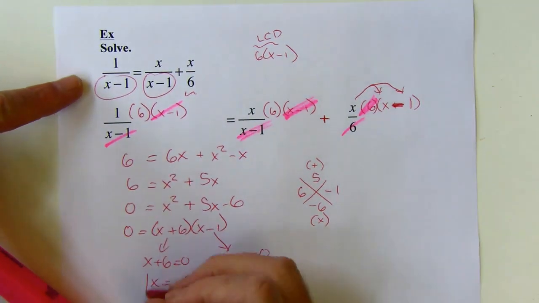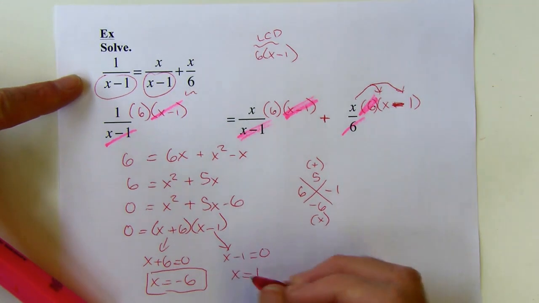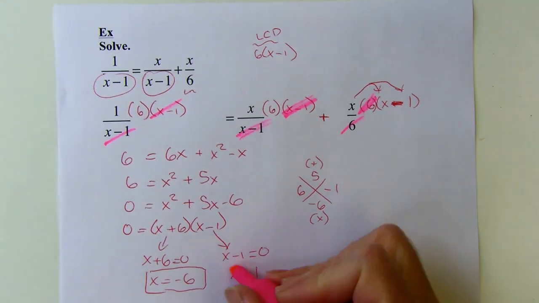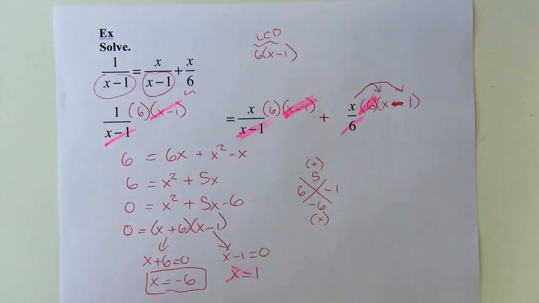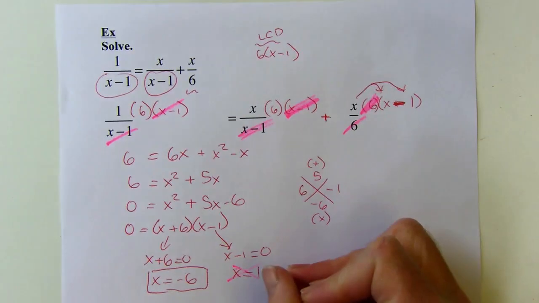Nothing wrong with the -6, doesn't give me 0 denominators. But this one does, right? This one is extraneous because it would give me a 0 denominator on both those first two fractions. So this one's extraneous.